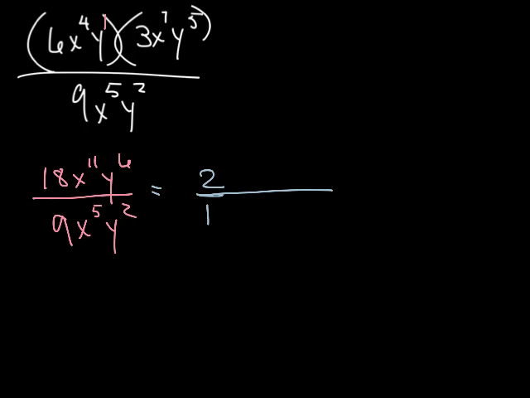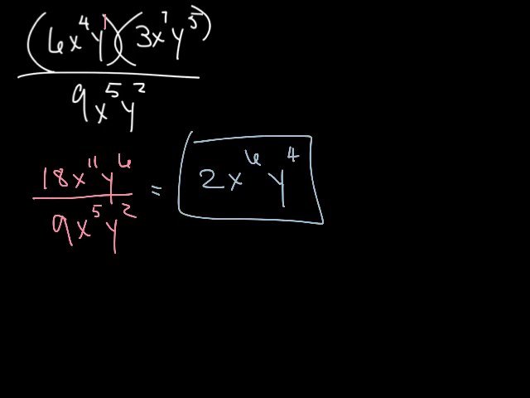x to the 11th over x to the 5th is 11 minus 5, so it gives me x to the 6th. y to the 6th over y squared is 6 minus 2, which is 4. Nothing is going on the bottom, so let's just go ahead and get rid of the division sign, since there's nothing on the bottom, and leave that as our answer.